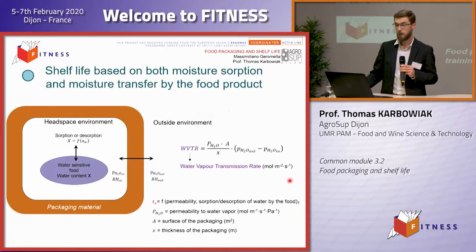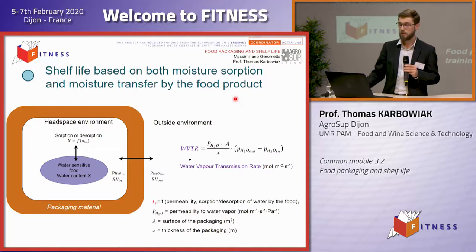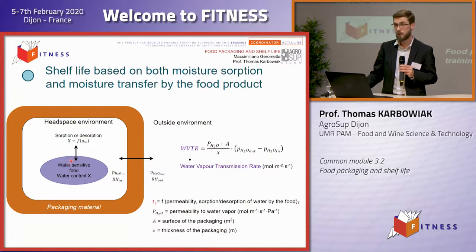The next model is shelf life based on both moisture absorption and moisture transfer by the food product. In that case, you will consider both things. You will consider on one side the sorption isotherm, that means the quantity of water that will be adsorbed or desorbed by your food, and on the other side, the quantity of water that will come in contact with the food, or in the other way around, that will escape from the packaging. Could work both ways.